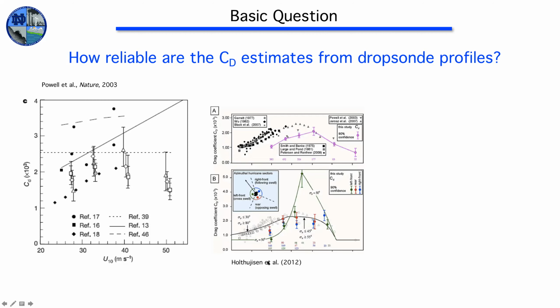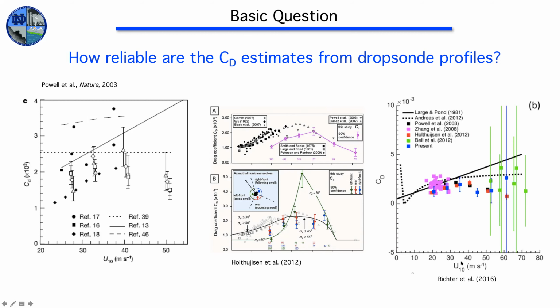Some members of the same group had a follow-up in 2012 where they basically repeated the process, but on a slightly expanded data set, and saw much the same thing. They see the roll-off of the CD, and they actually broke it out into storm-relative position to try to argue something about the alignment of winds and waves.